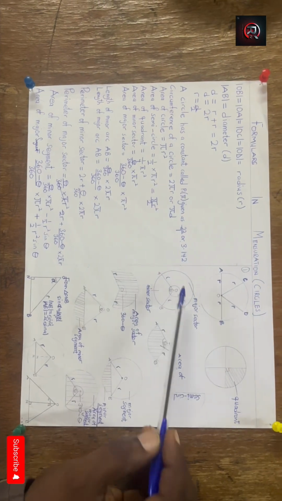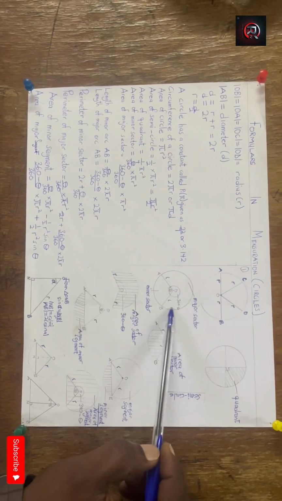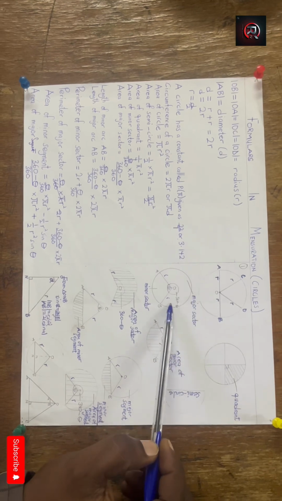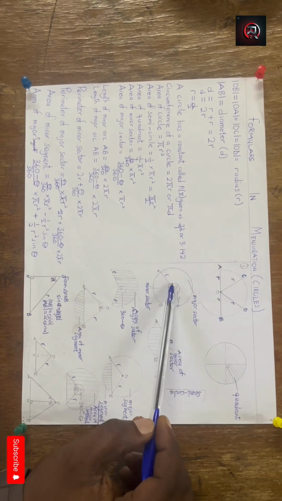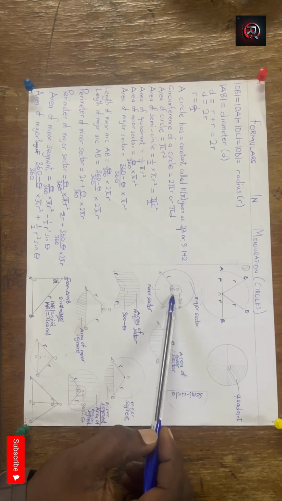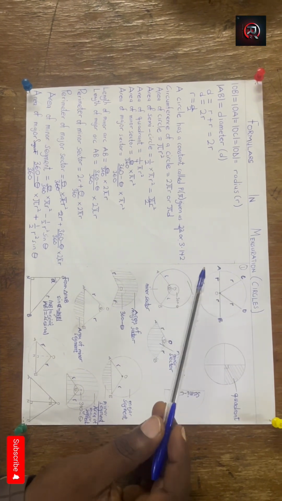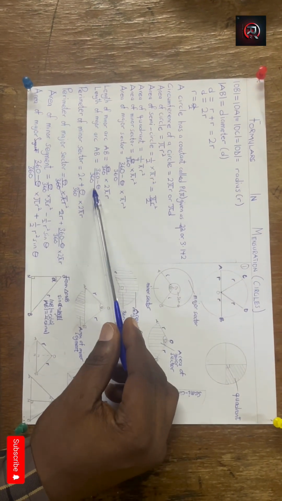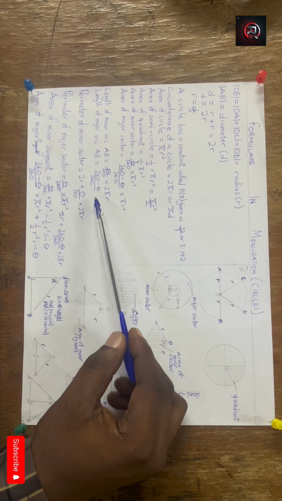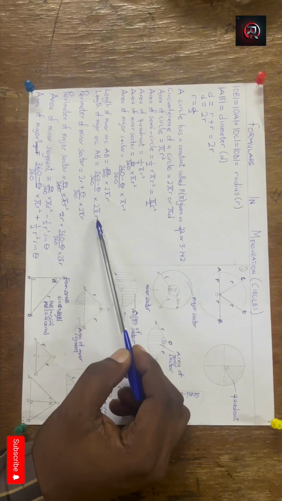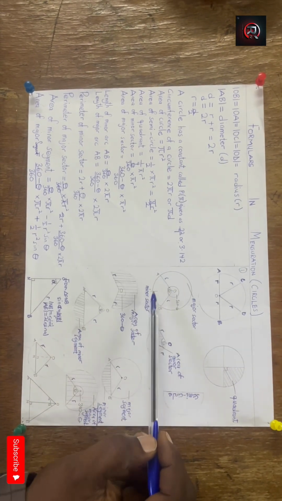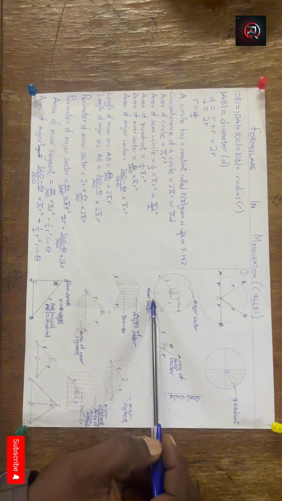We can also be asked to find the length of the major arc, that is this bigger arc. And in that case, we need our reflex angle here. So it's going to be 360 minus theta all over 360 times 2 pi r. So this is how we can find the two arcs as we see here.